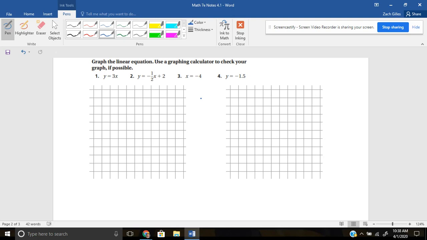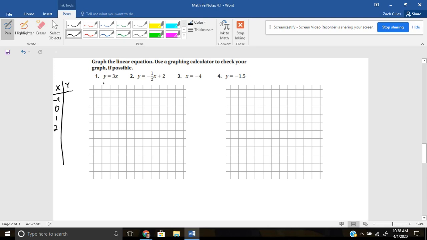All right, so I'm going to show you how to do a T-chart for the first ones here. Okay, so I know before when we made our table of values, it was rather large. I'm going to show you how you can just do it with what's called a T-chart. So X and Y. So again, I'm going to pick simple values. So I'm going to pick -1. I'm going to pick 0. I'm going to pick 1. And I'm going to pick 2.